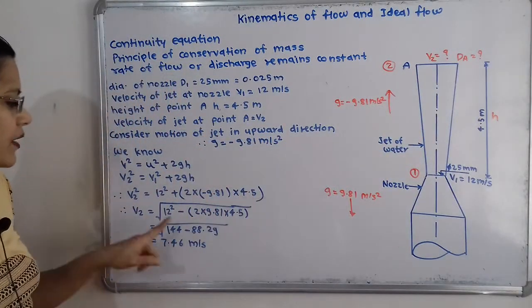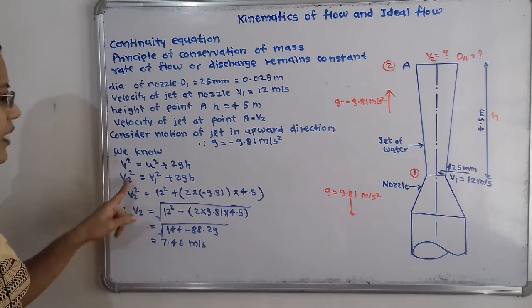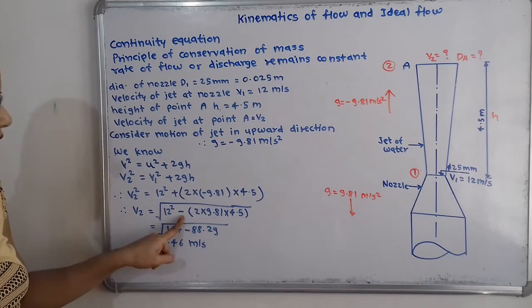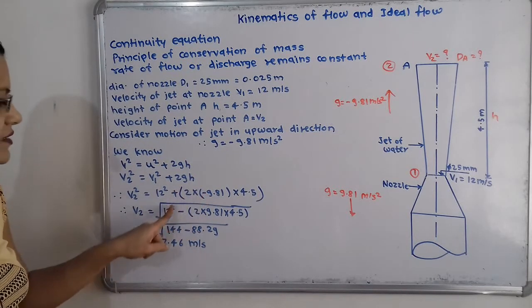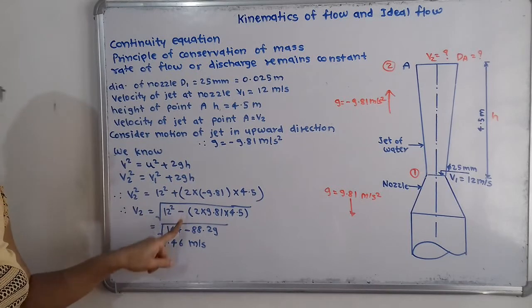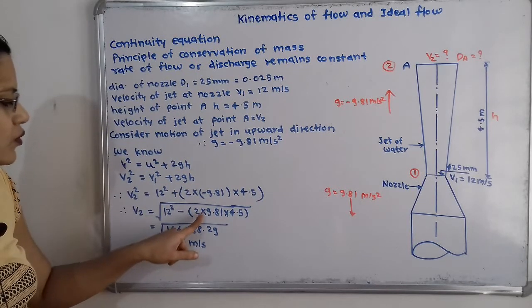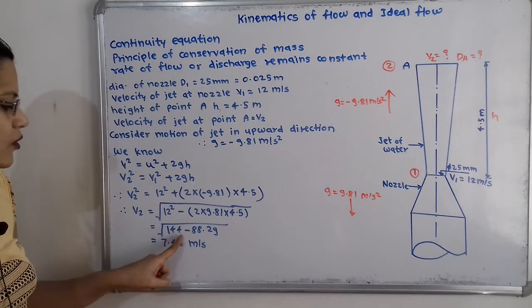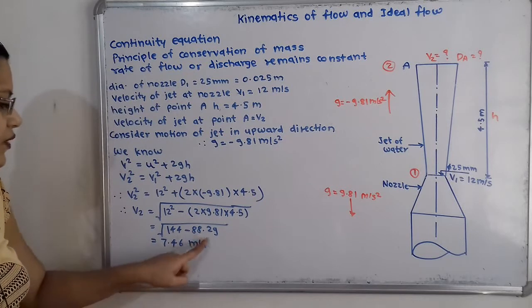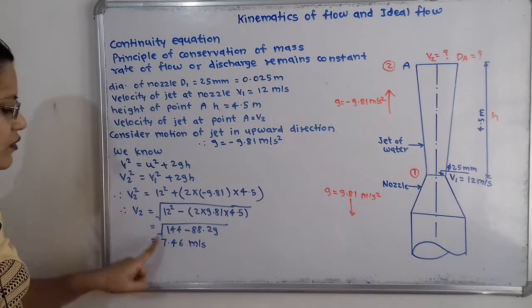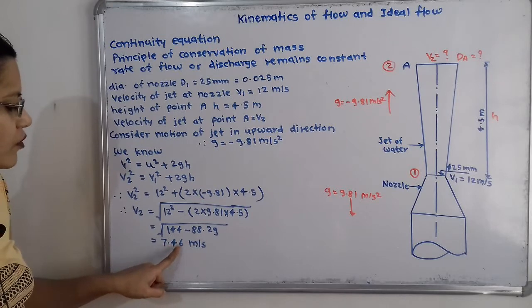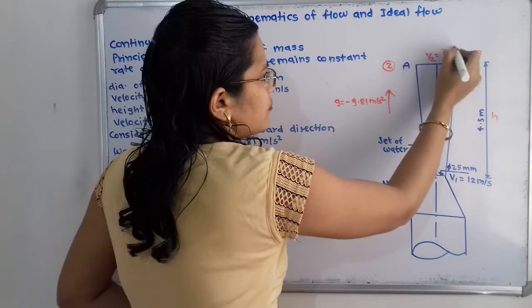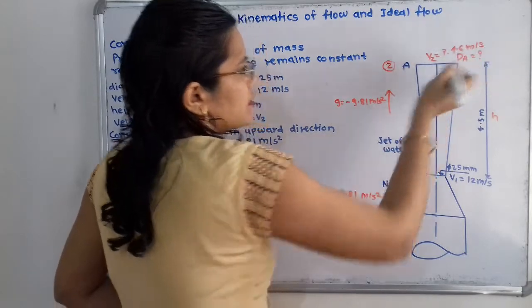So when we calculate this, we have to calculate V2, so we have to take the square root. 12 square minus, so here we will take this minus sign outside the bracket, so the plus sign will become minus: 2 into 9.81 into 4.5. That is under root of 144 minus 88.29. So when we solve this, we will get the answer: V2 is equal to 7.46 meter per second. So we have to mention here V2 is equal to 7.46 meter per second.